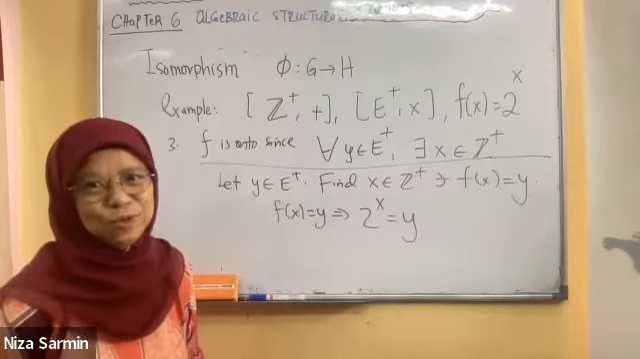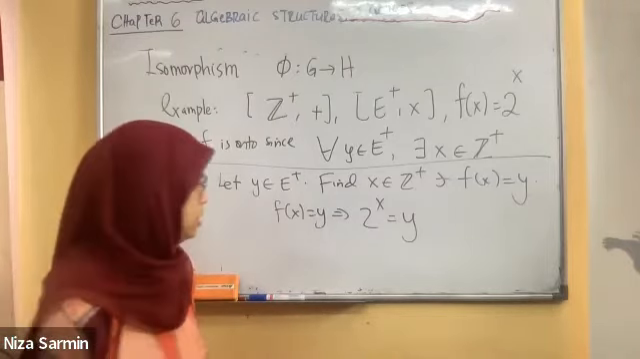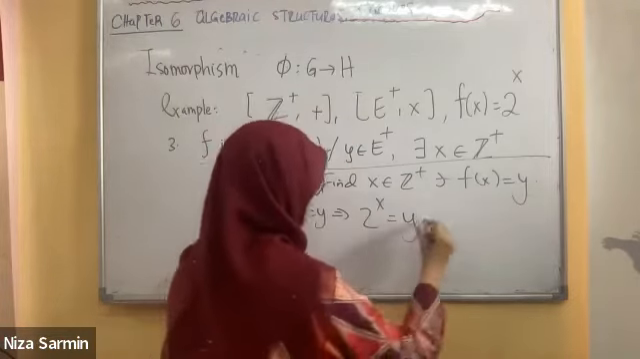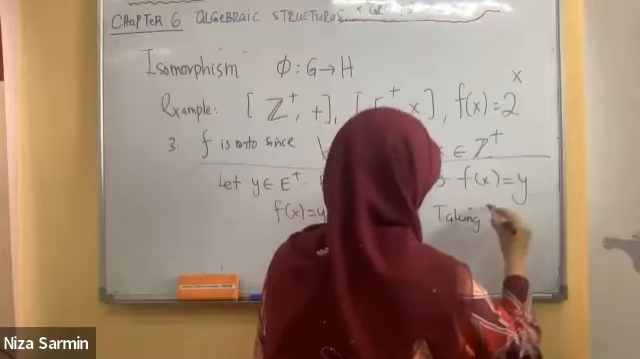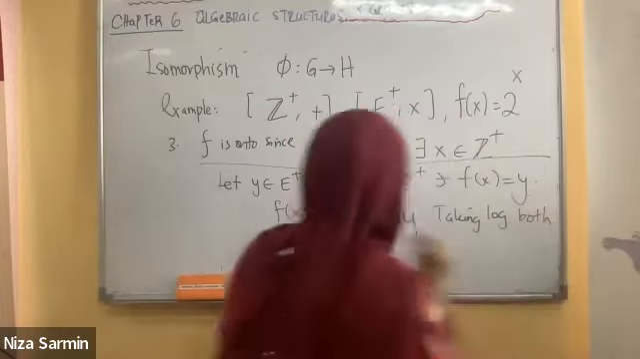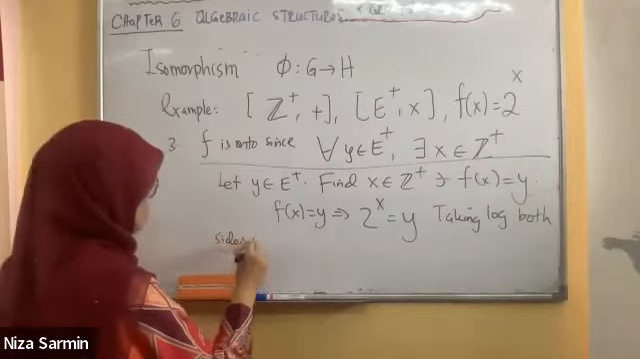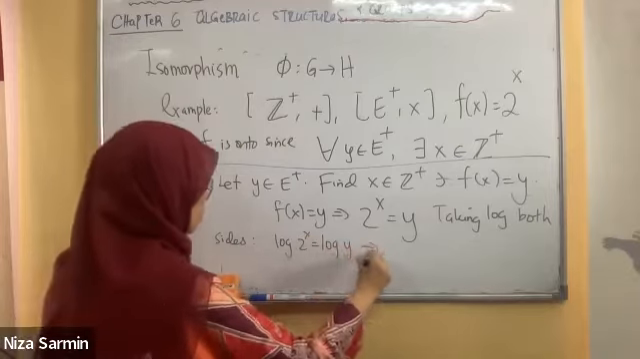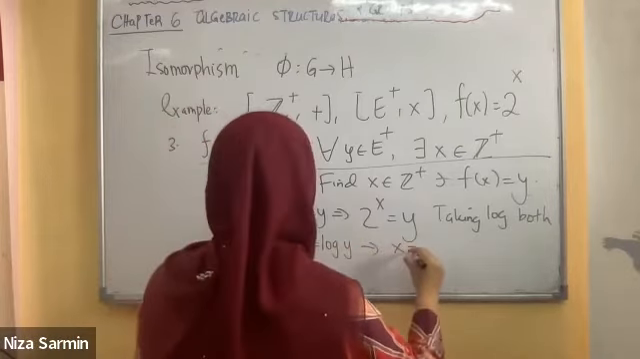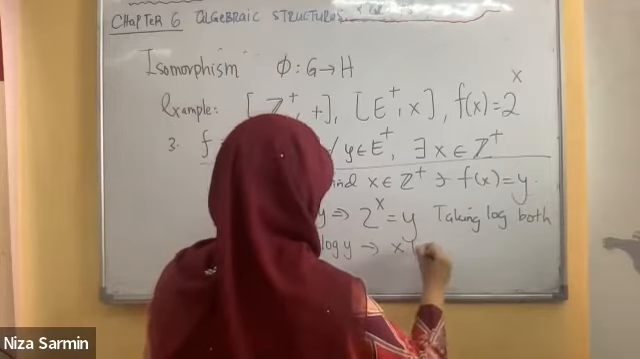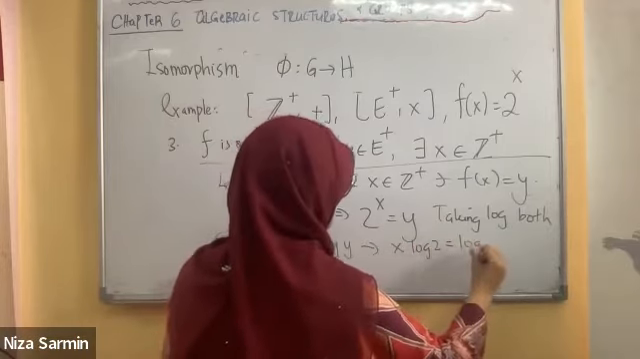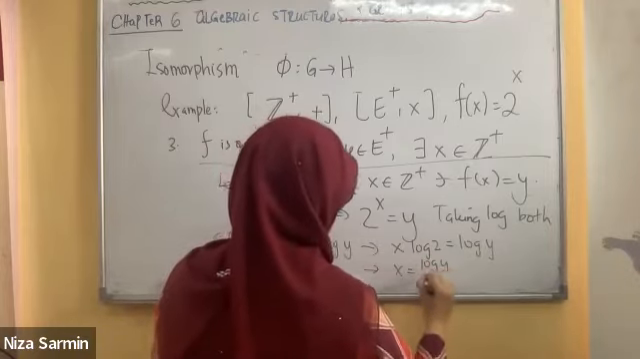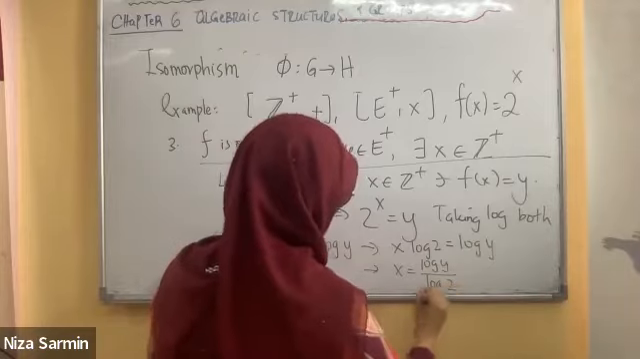The same method. You want to put the x down, so you take log, right? Taking log both sides. Log 2 to the x is log y, which gives x log 2 is log y, which gives x is log y over, what is log 2?